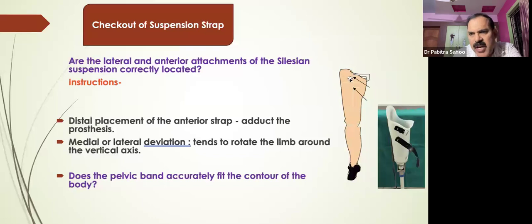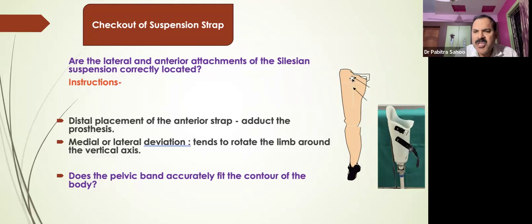As I said in the previous slide, draw a horizontal line at the ischial tuberosity level. Draw another vertical line at the midpoint of the anterior wall. So this is the center point. The anterior attachment of the Silesian strap should be at an equal distance from these two lines. What will happen if there is any disturbance in the attachment? If the attachment is too distal, it causes adduction of the stump, so the limb will remain in an adducted position.